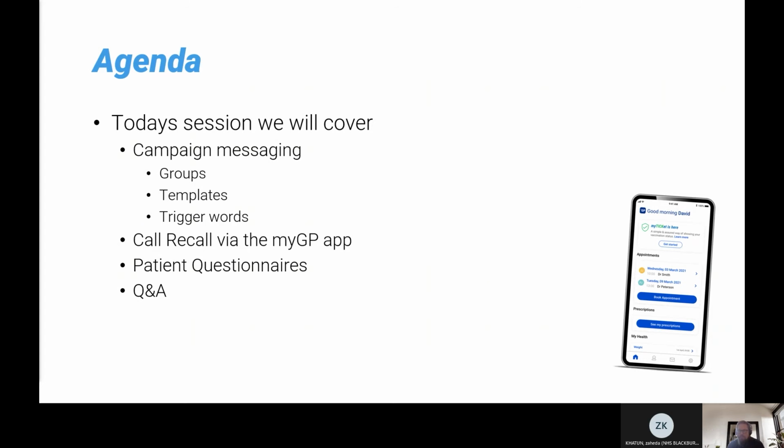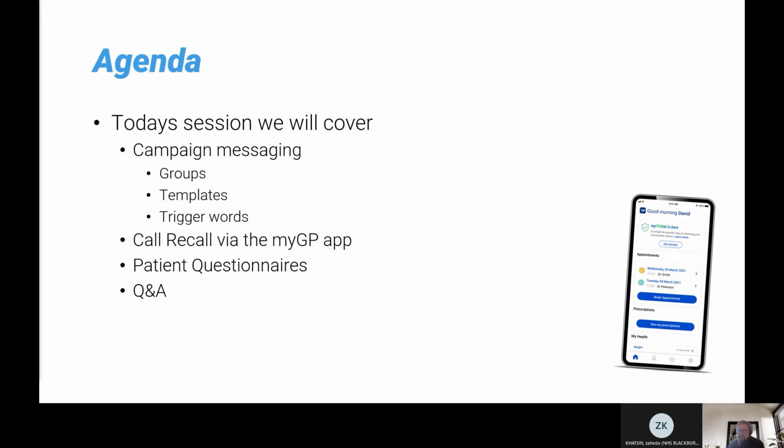So we're going to cover today campaign messaging, and that is in terms of sending out a flu campaign. That's going to be our example today. We're going to be able to use others. But the agenda is on the screen there. My name's Daniel, and I'm a technical trainer here at iPlato. So we're going to run through how to do the campaign messaging. That's your bulk messaging. So it's creating groups, creating templates to use, creating trigger words as well for patient responses.